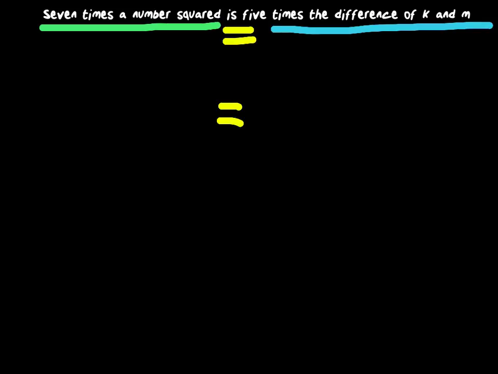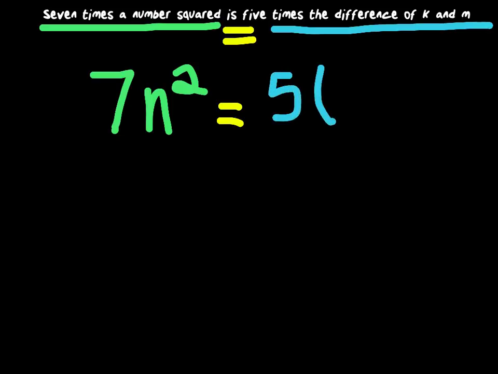Let's look at the first side first. It says 7 times a number squared. When we see a number squared, we know that's going to be our variable, so we put n, and it said squared, so n squared. Then 7 times a number squared would be 7n squared. On the other side it says 5 times the difference of k and m. We know difference means subtraction, so 5 times the difference, and we'll put it in parentheses, k minus m. And there's our equation.